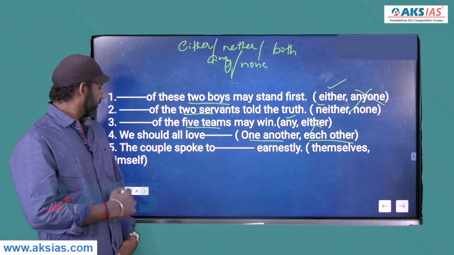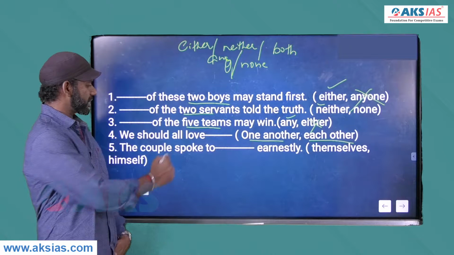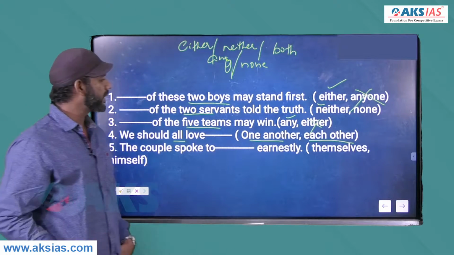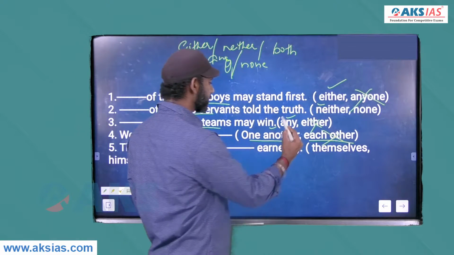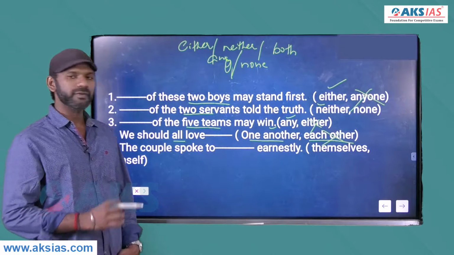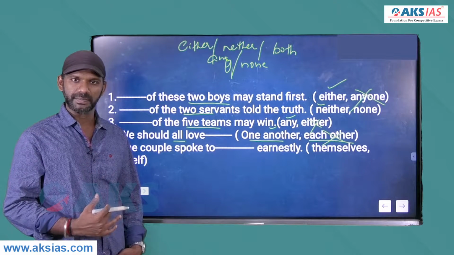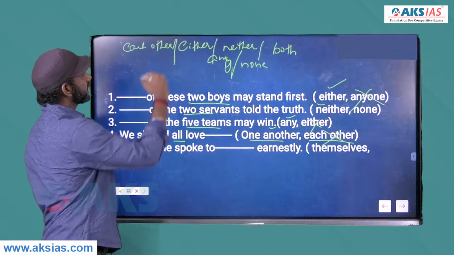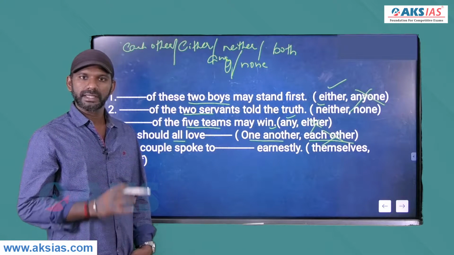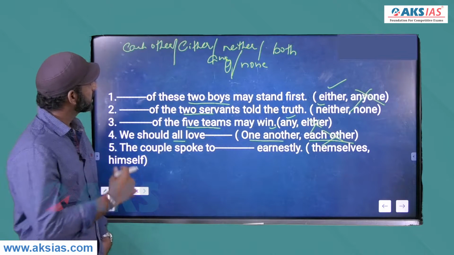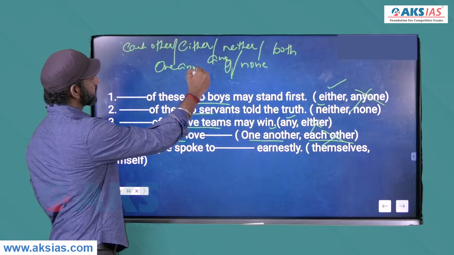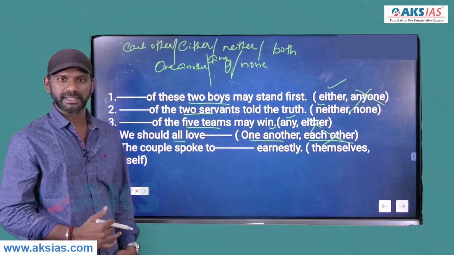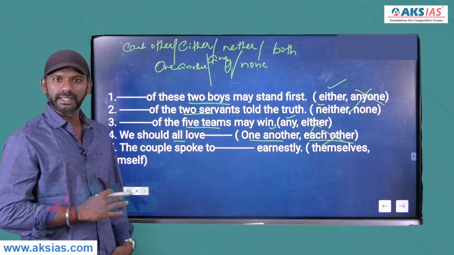Come to the statement now. We should all love dash. All in the sense, it means there are more than two entities. As there are more than two entities, we cannot go for each other. It must be one another. We should all love one another because we have more than two entities here. So, each other, either, neither, and both can be used only in the case of two entities, whereas one another, any and none can be used only when there are more than two entities. Right. So we should all love one another.